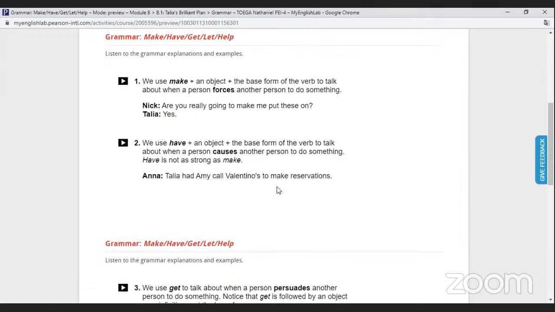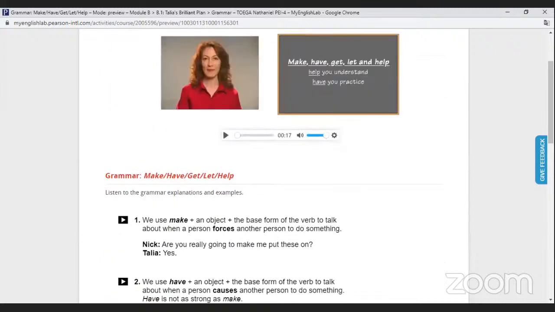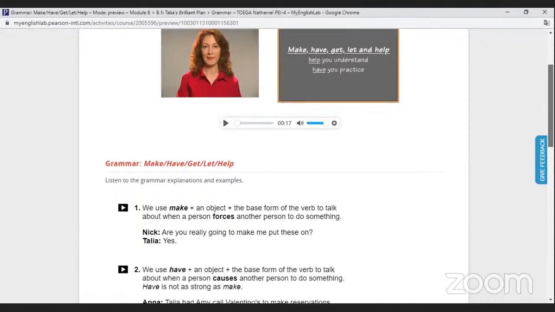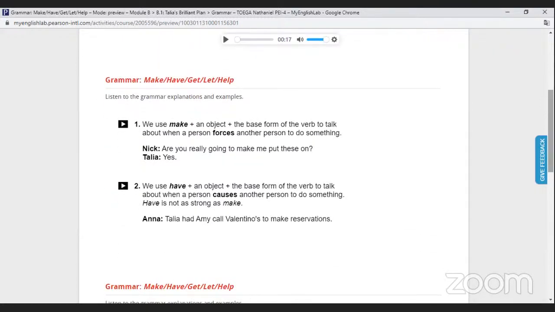Okay, yeah, the same happens with make and have. So these are the causative forms that you can use when you want someone to do something for you, right? Okay, Nathaniel, are there any questions? Everything is clear? Yeah, it's clear.